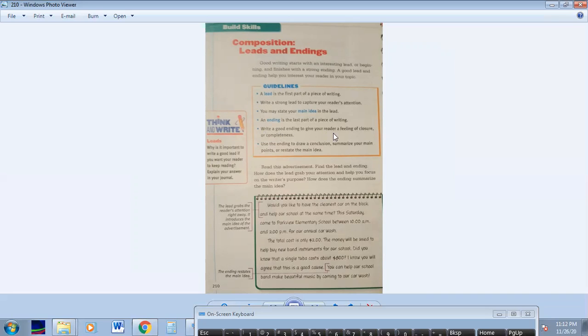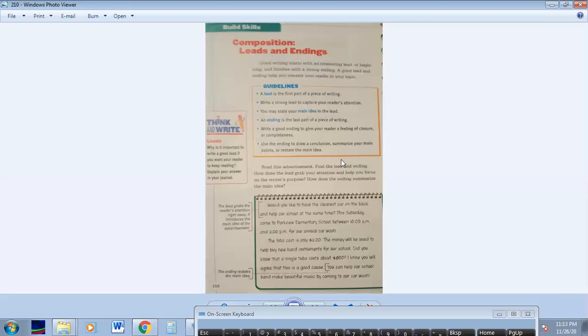Write a good ending to give your reader a feeling of closure or completeness. You want your reader to understand that you have finished talking about what you were explaining and what your point was. So we restate it in the end. We can draw a conclusion. Remember, we can talk about something we learned, something that we understand, something that we came to believe because of what we were writing about.